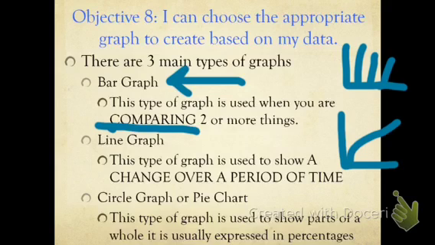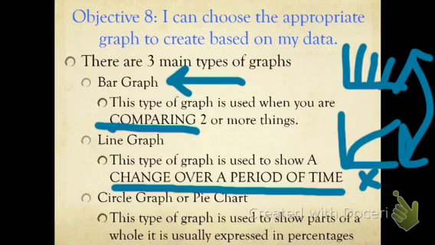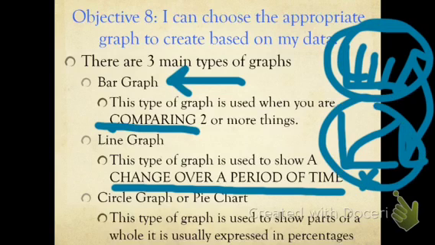However, we only use a line graph to show a change over a period of time. If your independent variable, remember that goes on your x-axis down here, is a period of time, minutes, seconds, months, years, days, decades, if it is any period of time, you make a line graph. These two types of graphs are confused all the time, okay? This is for comparing. This is for showing how something changed over a period of time.